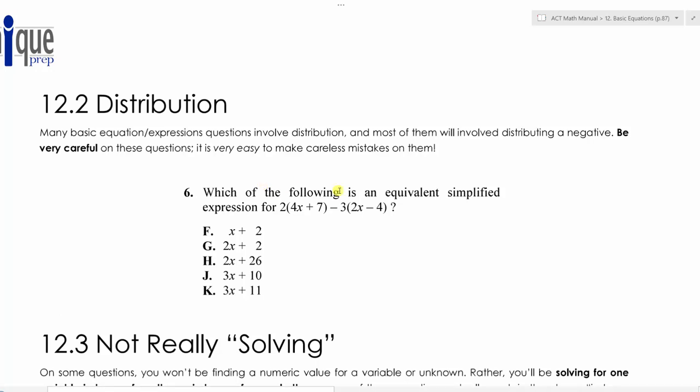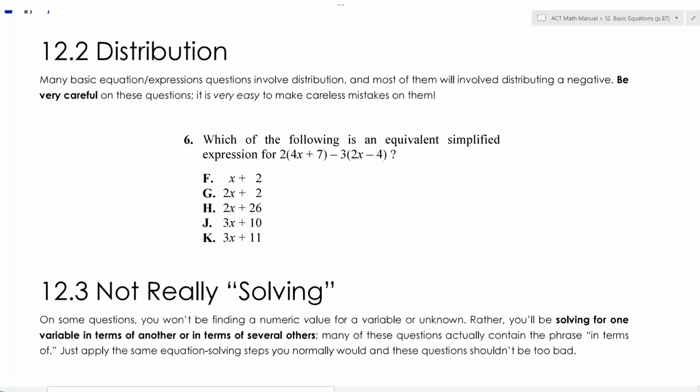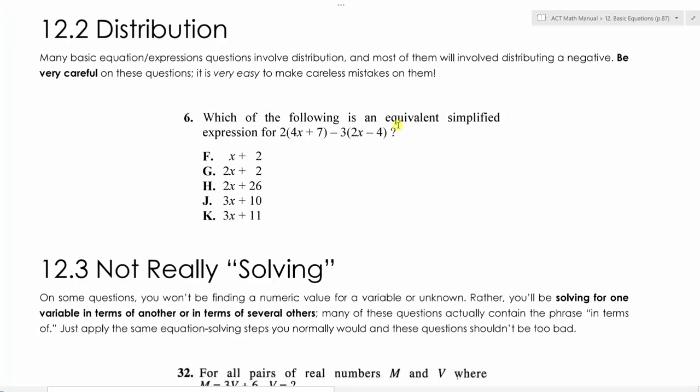Now, distribution is yet another fairly basic concept that is complicated by careless mistakes. Distribution questions on the ACT almost always involve distributing negatives. And if you are not being extremely careful with the distribution of your negatives, you're most likely going to make a careless mistake. Before we do number 6, I am going to make a note that you do have variables in the answer choices here.